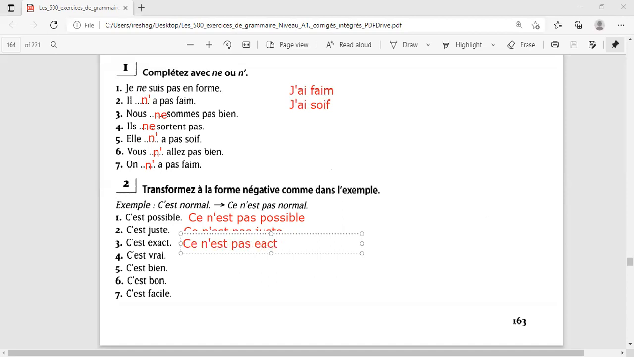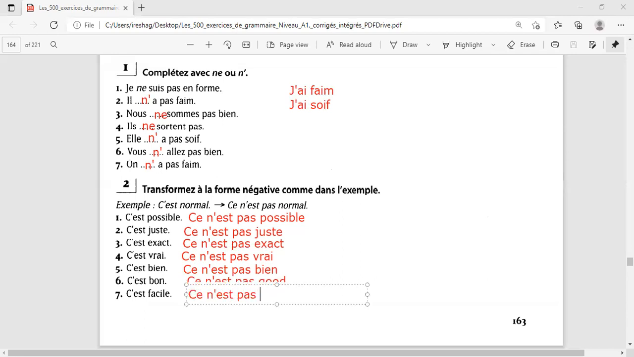It's not exact. C'est vrai. Ce n'est pas vrai. That's not true. C'est bien. Ce n'est pas bien. It's not well. C'est bon. It's good. Ce n'est pas bon. It's not good. C'est facile. It's easy. Ce n'est pas facile. Okay, any questions? All okay?